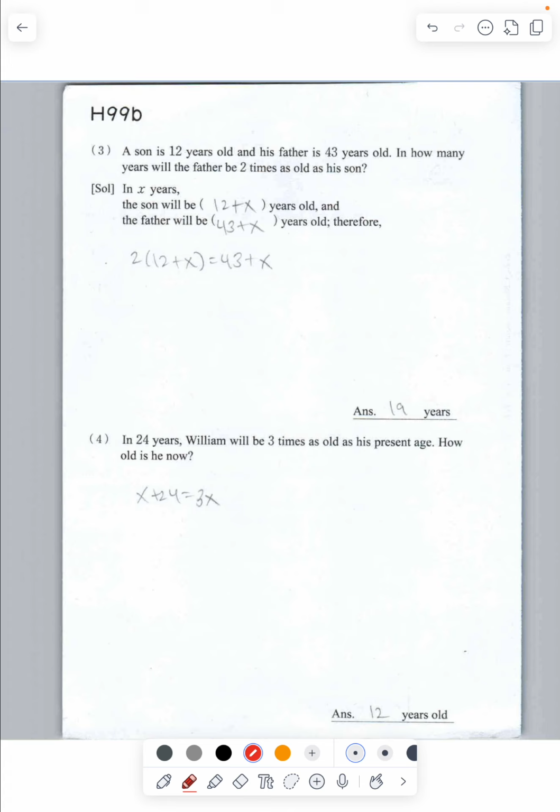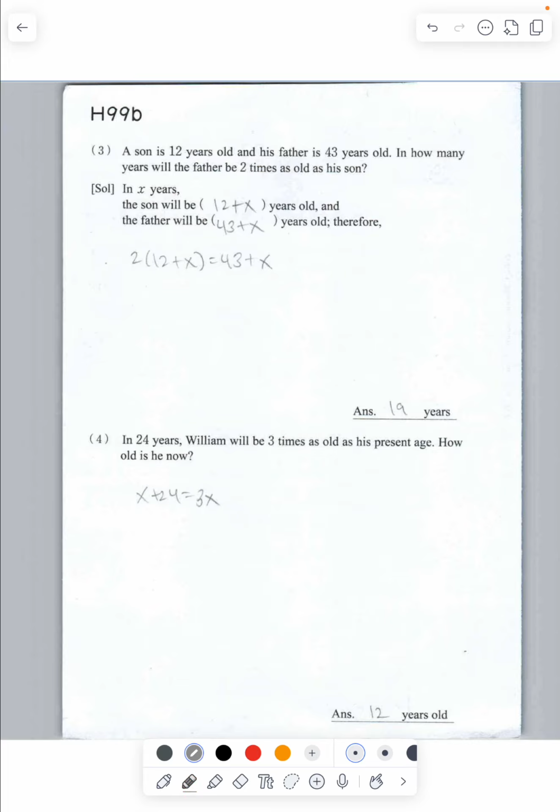99B. Let's see, 99B. Oh, this one's interesting. Okay, a son is 12 years old and his father is 43 years old. In how many years would the father be 2 times as old as the son? Okay, now, next question for you. If after X years, will they be growing at the same age or will they be at different ages? Different age. Yeah, they will be different ages, but they're growing at the same rate, which means that 10 years from now on, my age will add 10, your age also will add 10. Make sense? It's not like 10 years from now, your age will add 20.